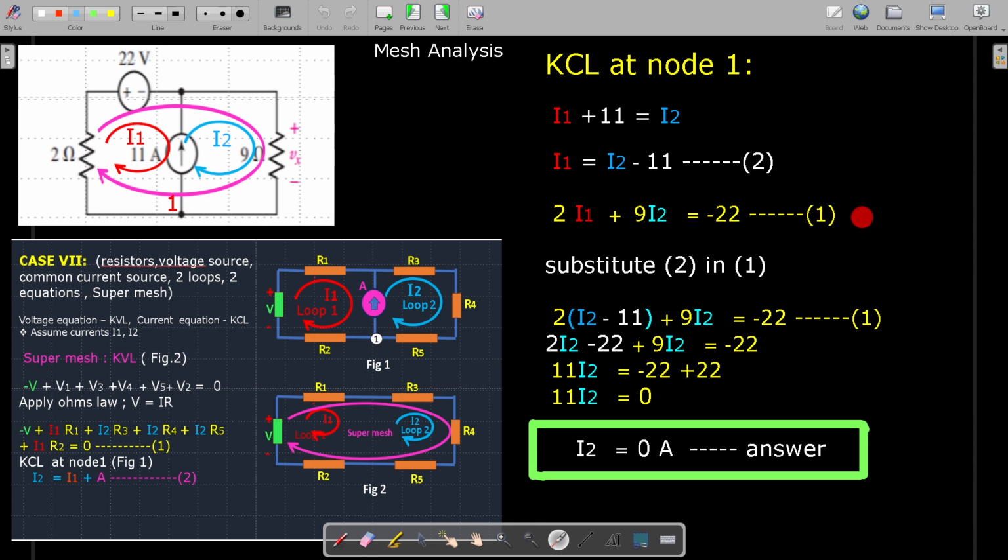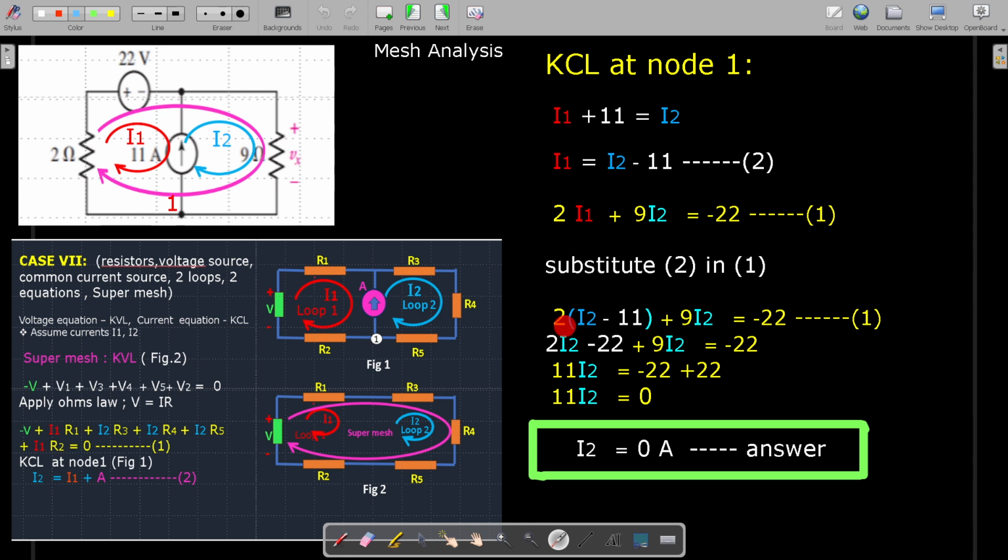Already we know the first equation. Now substitute the second equation in the first equation. What is the meaning of it? That is, I1 is to be replaced by I2 minus 11. That is, we want to have only a single unknown. Already we have two unknowns, I1 and I2. By substituting the second equation into the first equation, we'll get only a single unknown.